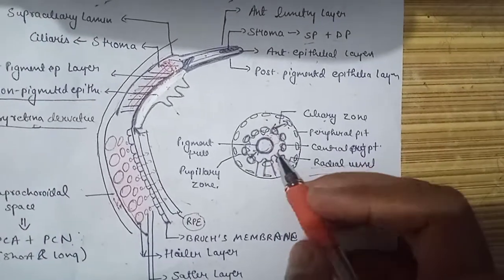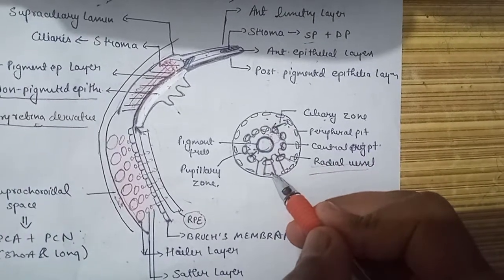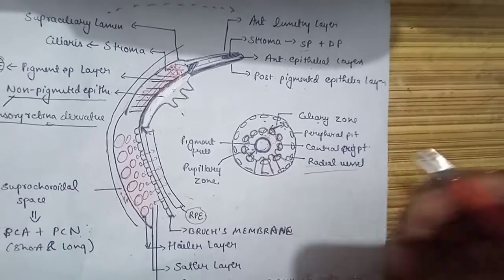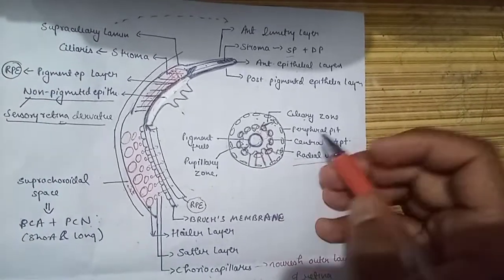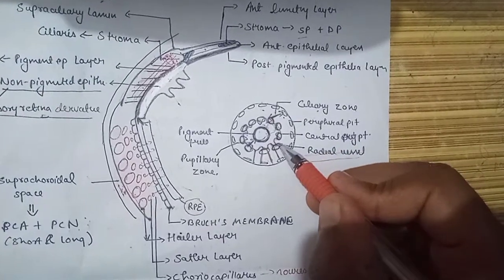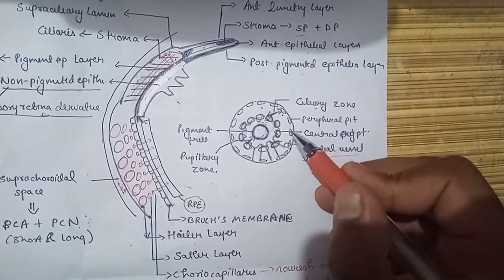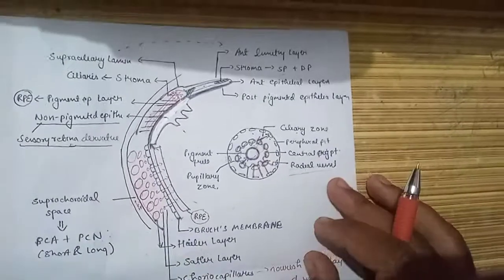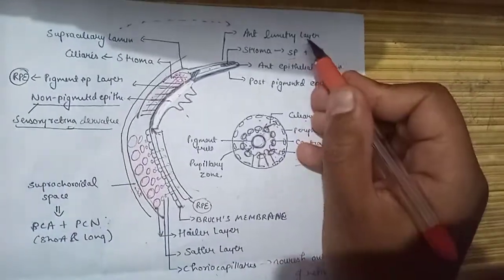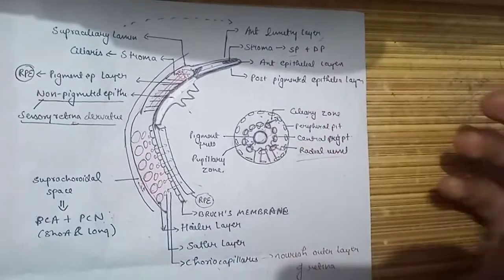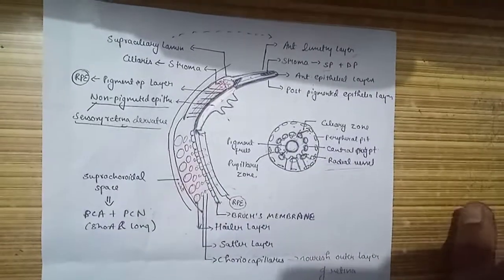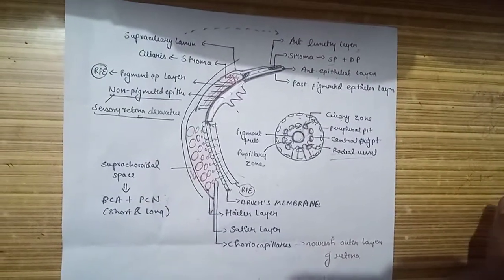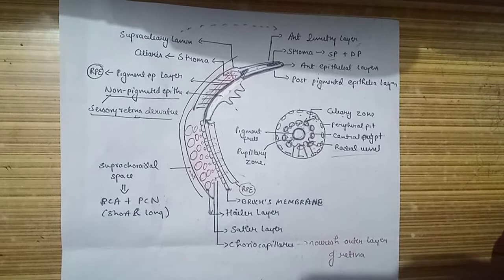Okay. And in the peripheral zone, that is the ciliary zone, we have radial vessels that form the radial elevation within the iris, and there are pits, central pits and peripheral pits. Now the cause of a pit is that in the zones of pits, the anterior limiting layer is missing. So this is what we needed to know about the anatomy of the uveal tract. Thanks for watching.